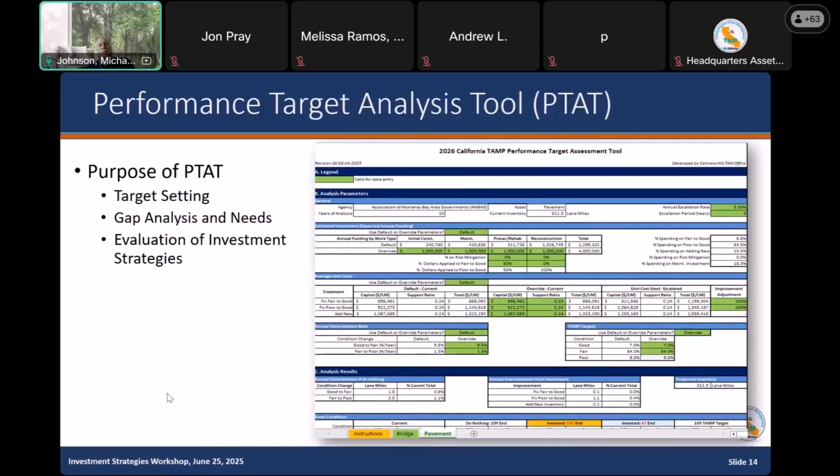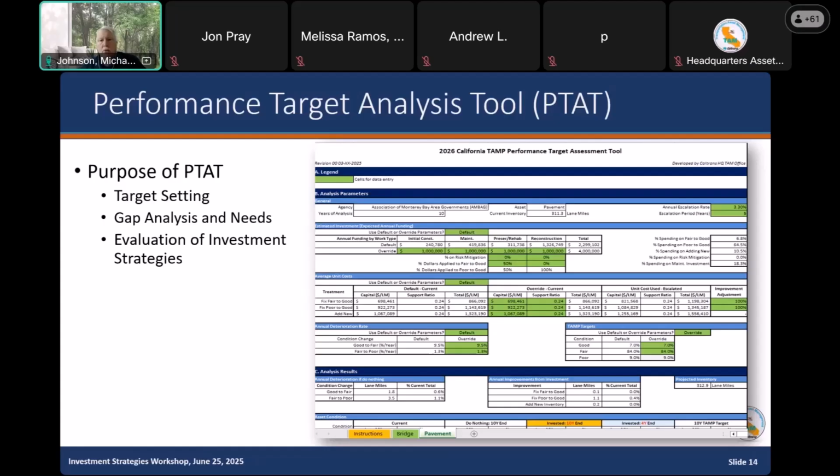So what does this performance targeting analysis tool do? It allows you to evaluate whether your targets are appropriate given a funding level. It does the performance gap analysis for you, and it does an evaluation of your investment strategy. So if in your jurisdiction you want to achieve a certain level of condition, it will require a certain investment. And as we just saw in this worksheet, that investment will have to be in the form of preservation, rehabilitation, or reconstruction. Whatever is put towards initial construction or maintenance will not improve the condition.